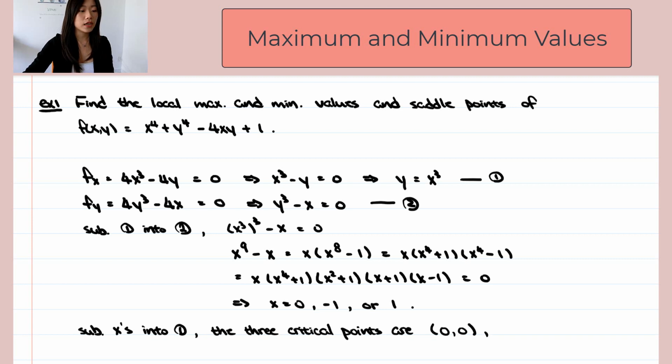The second point, when x equals negative 1, if I substitute x equals negative 1 back to equation 1, y equals negative 1. So the second critical point is at negative 1 and negative 1. And the third critical point, I substitute x equals 1 into equation 1, y will also equal 1. So the third critical point is at 1, 1.